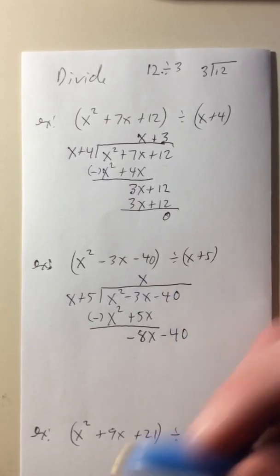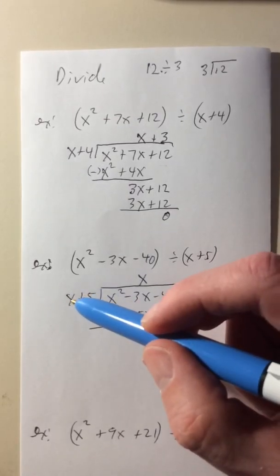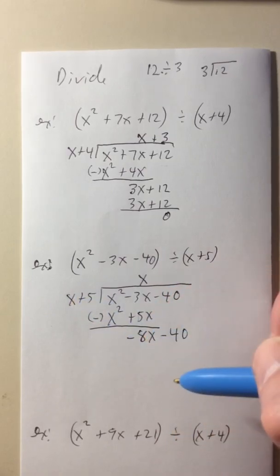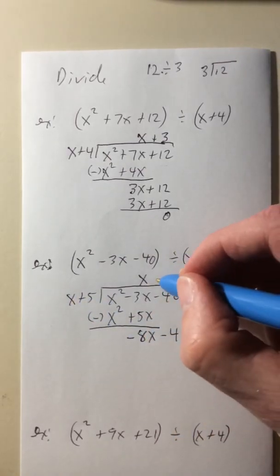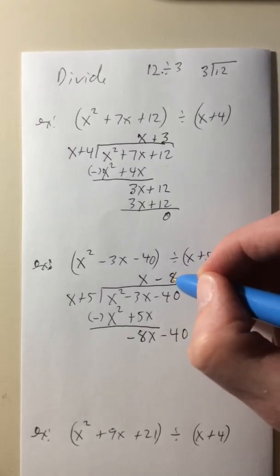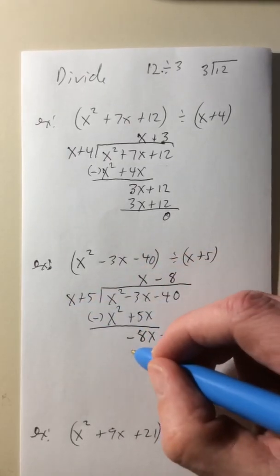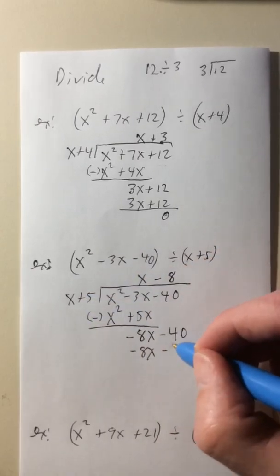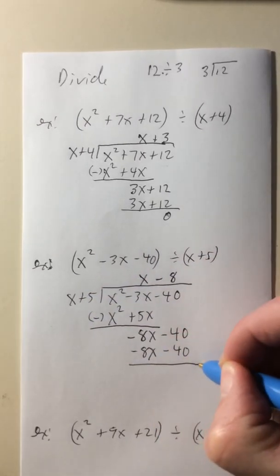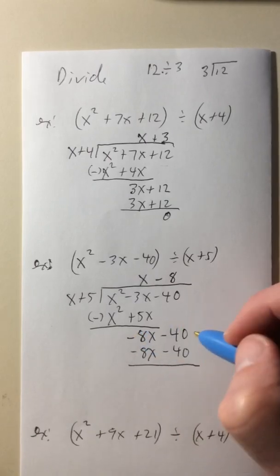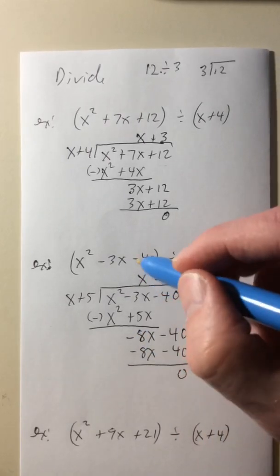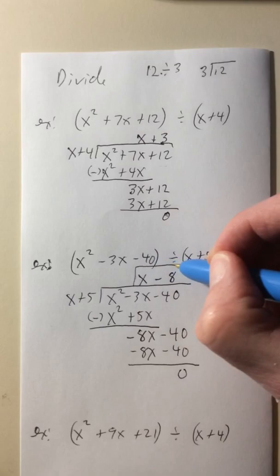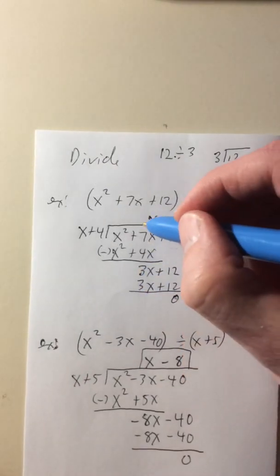And then the questions start all over. X times what makes negative 8x? Well, again, pretty obvious. It's negative 8. And negative 8 times x is negative 8x. Negative 8 times 5 is negative 40. And when you subtract something from itself, you get 0. So there's our answer right there. And I didn't box my answer up here. This is the answer, x plus 3.